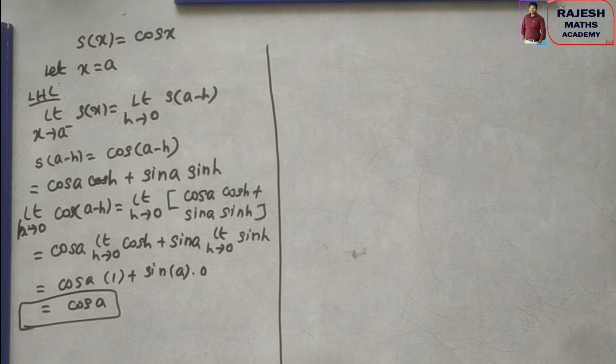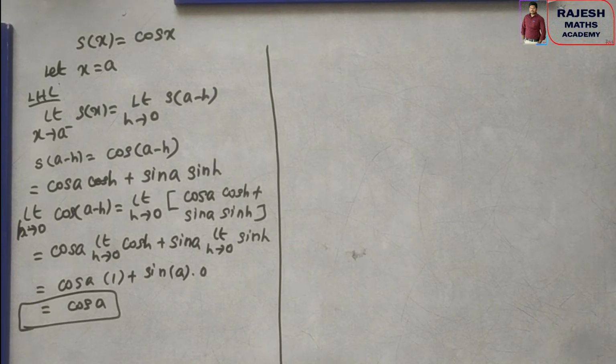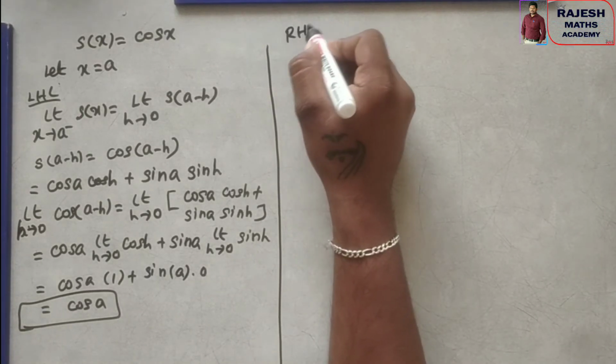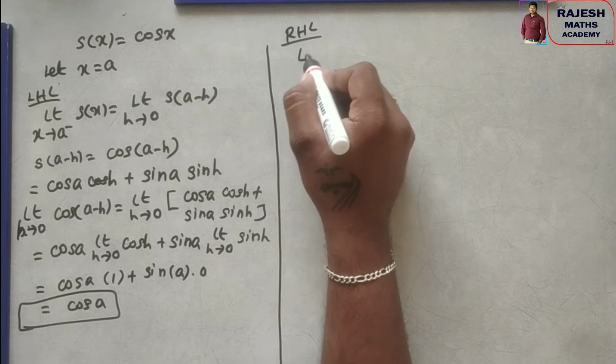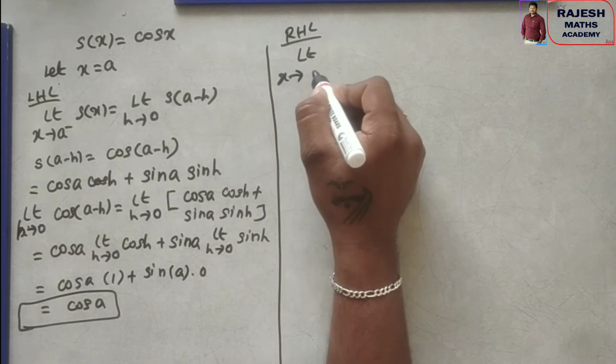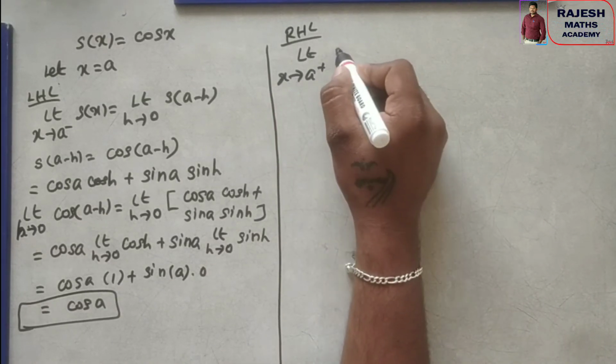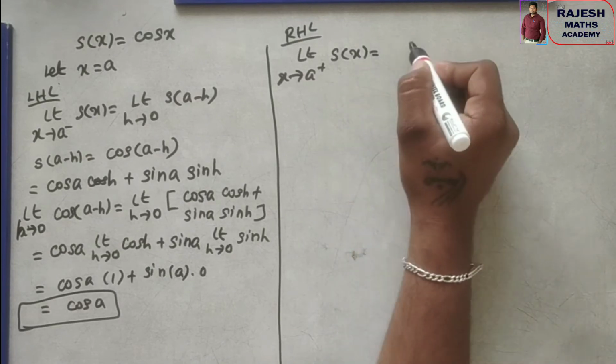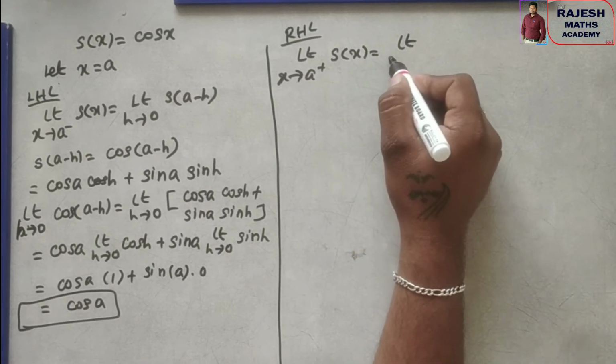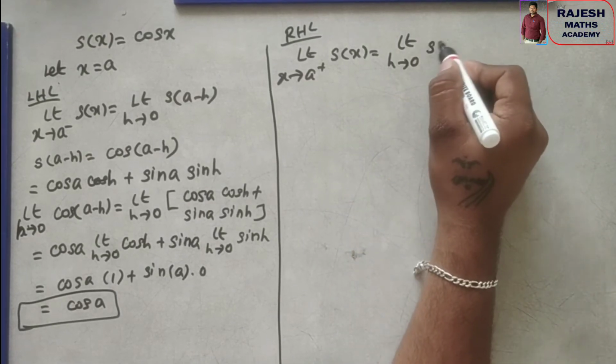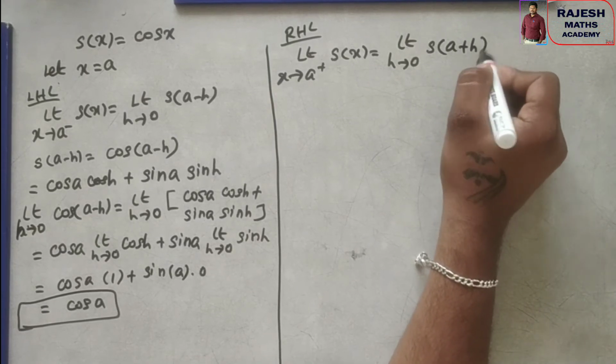So what about RHL? The definition of RHL we will write first. The definition of RHL is equal to limit x tends to a plus of s of x, which is equal to limit h tends to 0 of s of a plus h.